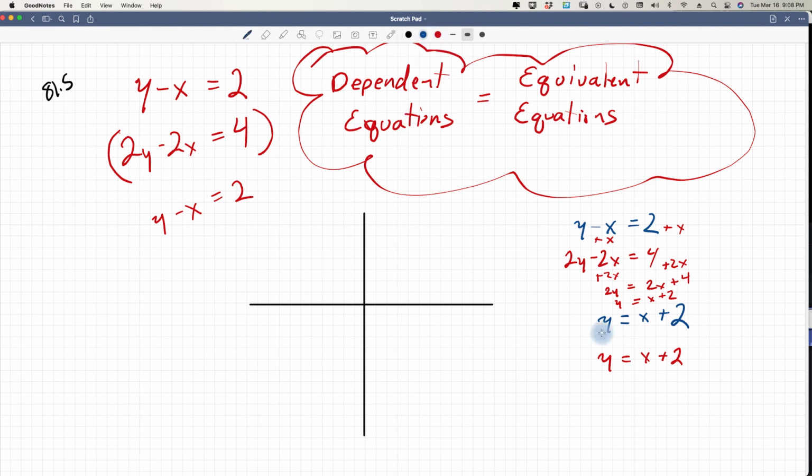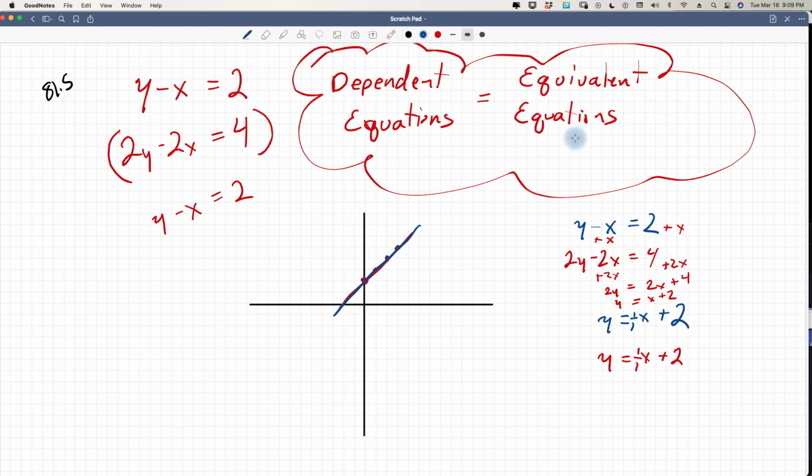If we do the blue one, if x is 0, y is going to be 2. Right? 1 up, 1 over. 1 up, 1 over. All right, for the red, if x is 0, y is 2. 1 up, 1 over. 1 up, 1 over. Exactly the same line. So look for that.